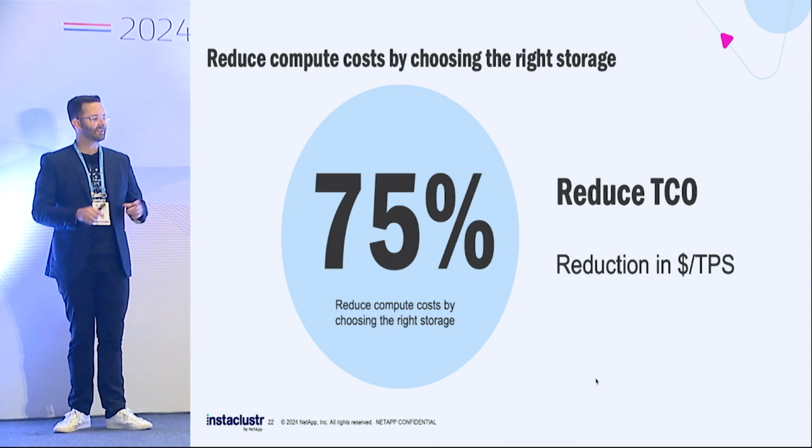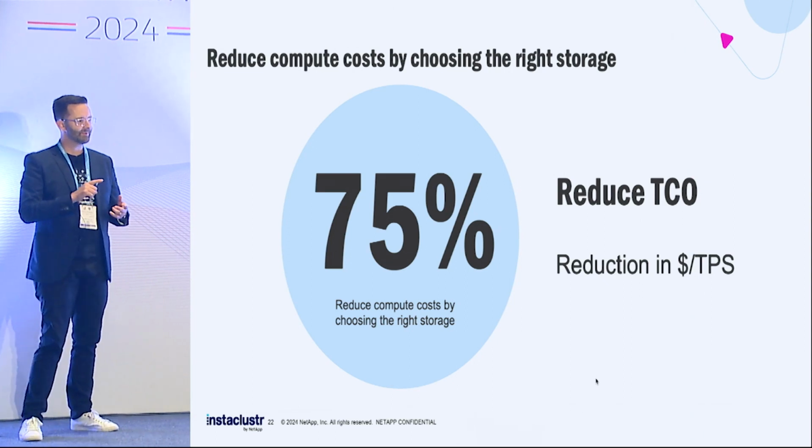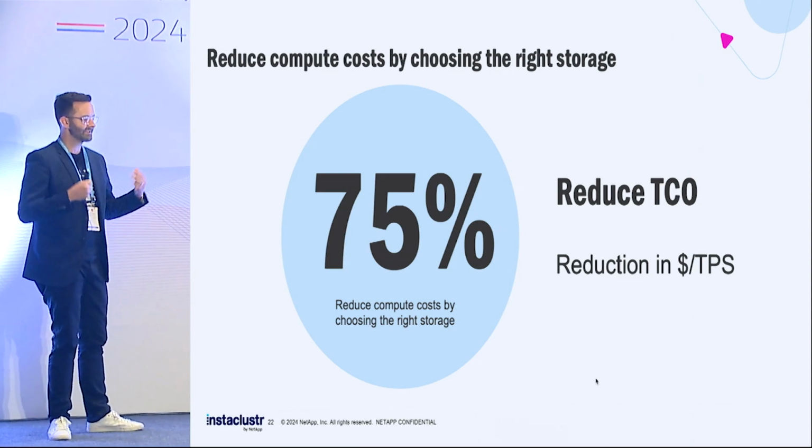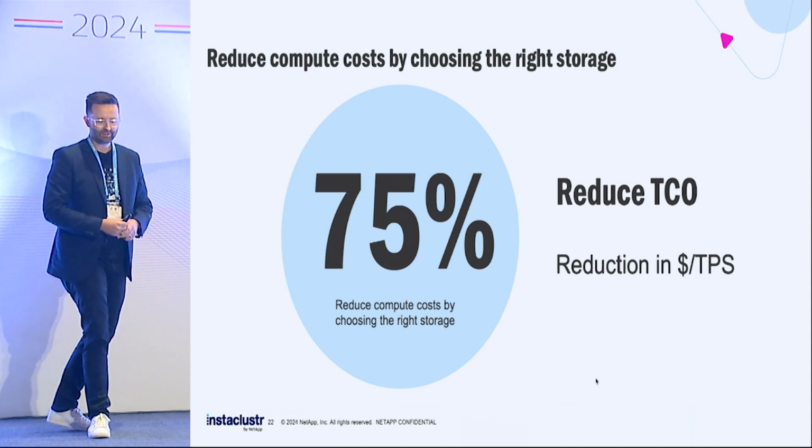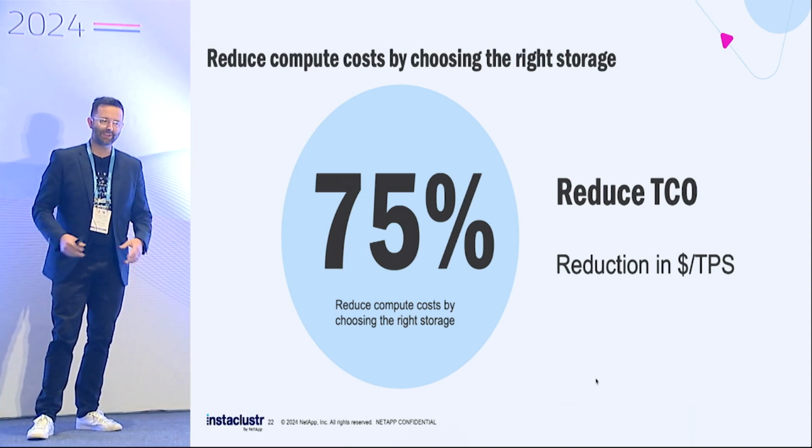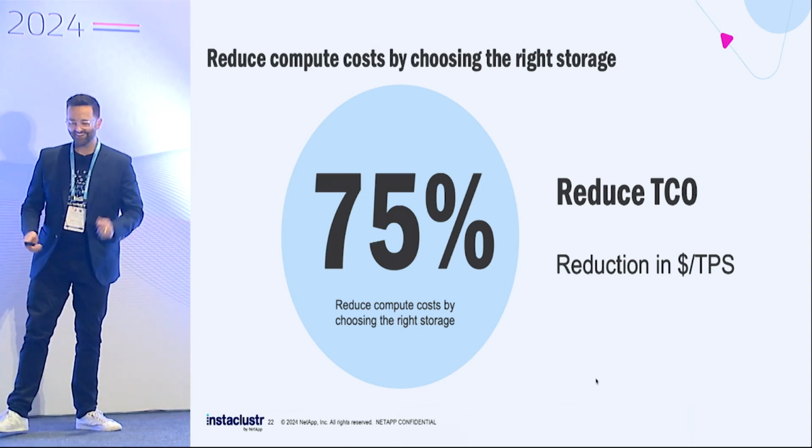They want everything, and think of the triangle. They want the performance, they want the cost saving, and they want the availability. So how do we achieve those three things? It's almost like having a three-legged stool. You can't take one out, right?